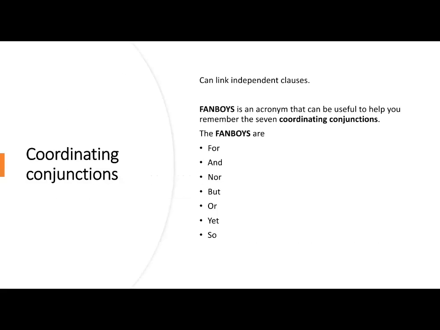Now let's talk about coordinating conjunctions. I don't know if you guys remember FANBOYS, but we're going to bring back FANBOYS. You know, for, and, nor, but, or, yet, so. So those are the seven coordinating conjunctions. And they can link independent clauses. So basically, two ideas that don't necessarily have to go together. FANBOYS can link them, even though they don't have to go together.